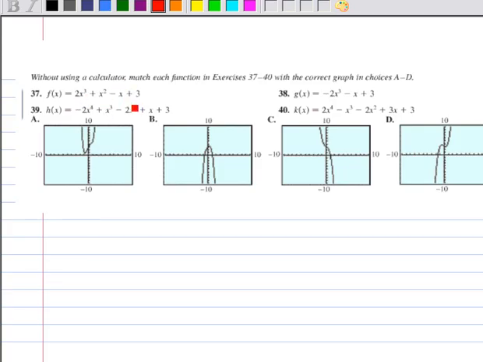Now, without using a calculator, it says to match the function with the correct graph. So remember what we have to look for here is really the end behavior. So notice in number 37, its degree is 3, and it has a positive leading coefficient. So that resembles the graph of x cubed, which at the ends looks something like this. So the only one that does that is D. So this would be for number 37. 38 is a negative leading coefficient on an odd degree. So it's going to look like this, which would be C.